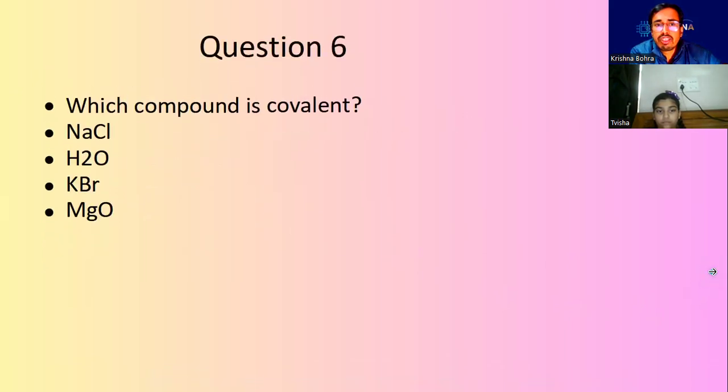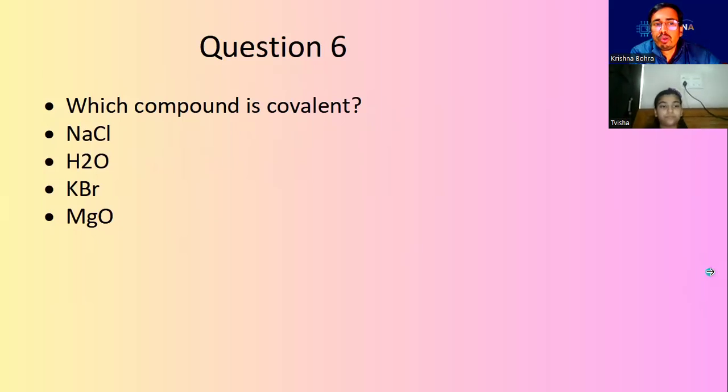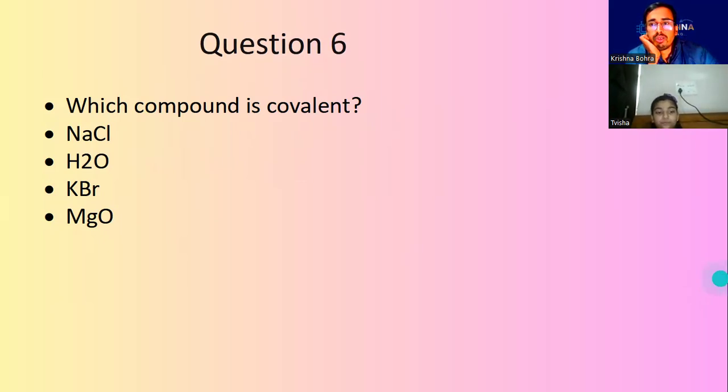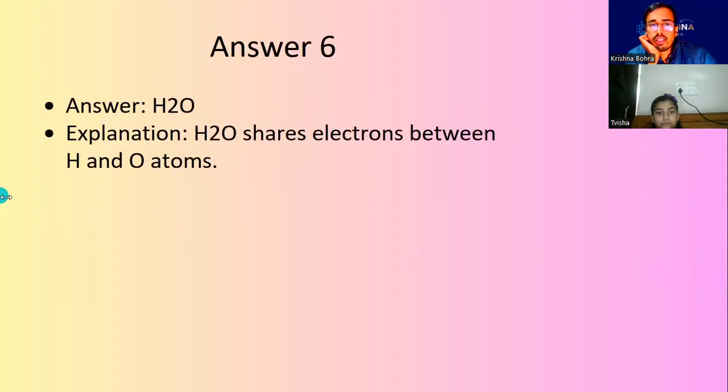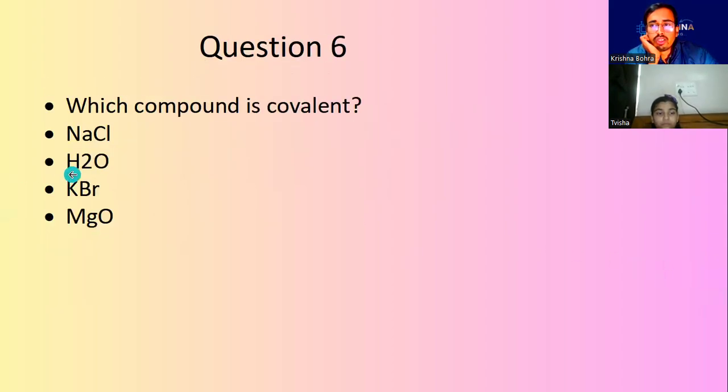Let's move on to the sixth question, which says: which compound is covalent? NaCl, H2O, KBr, and MgO. H2O is the absolutely correct answer. We have studied in the previous class that hydrogen shares one electron with oxygen. That's why, with mutual sharing of electrons, they form a covalent bond. NaCl, we discussed just a moment earlier, is an ionic compound. KBr is also an ionic compound, and MgO is an ionic compound.